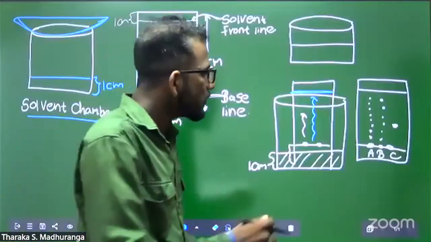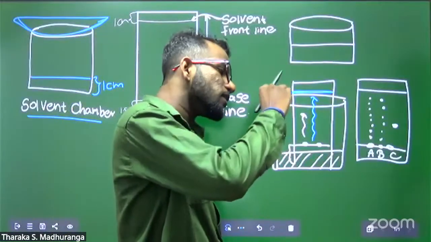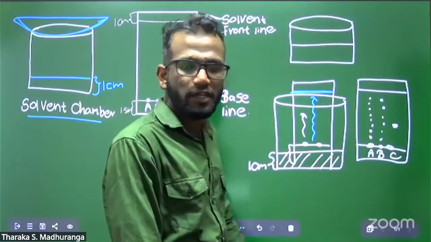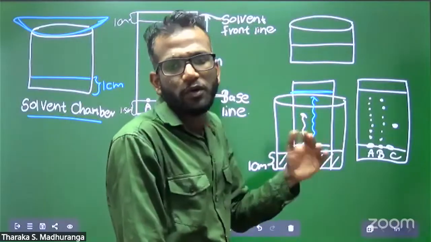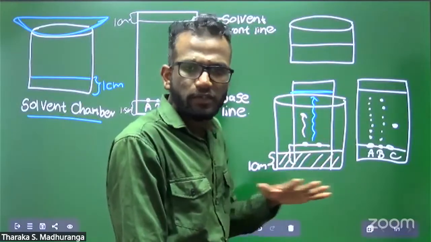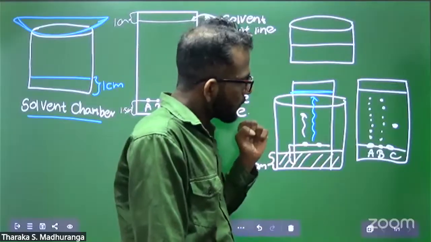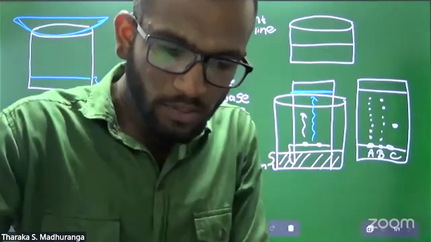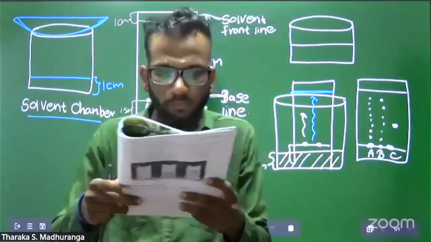That's why we always need to maintain the baseline a little bit above the solvent line, the solvent level. Okay, read the note. I'm reading page number 12.